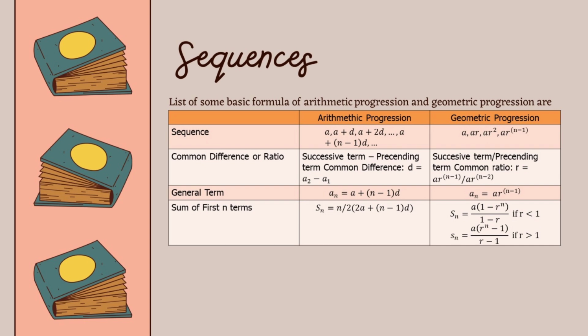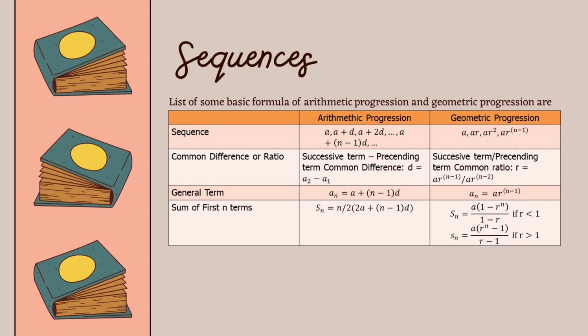General term. For arithmetic progression, a sub n equals a plus the quantity n minus 1, the quantity, times d. For a geometric progression, a sub n equals a times r to the power of n minus 1. Sum of first n terms. For arithmetic progression, s sub n equals n over 2, the quantity, times 2 times a sub 1 plus the quantity n minus 1, the quantity, times d, the quantity.